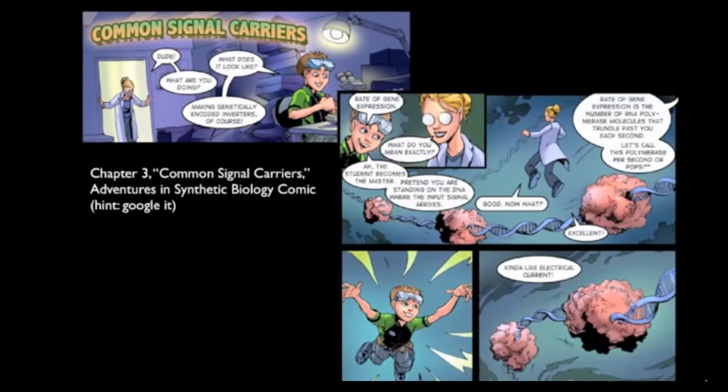If the signal carrier stuff is totally alien to you, please go check out a comic book called Adventures in Synthetic Biology. You can find it as a free download on the web, and read Chapter 3 called Common Signal Carriers. This is going to introduce you to the idea of transcriptional current, which we call polymerase per second, or POPs. The transcriptor logic gates that we're making have a POPs control signal, they have a POPs input signal, they have a POPs output signal.